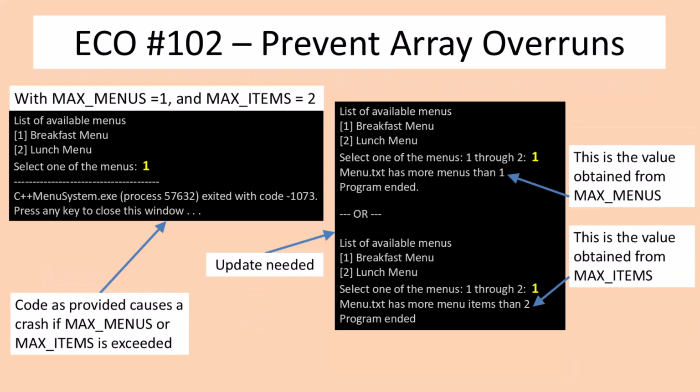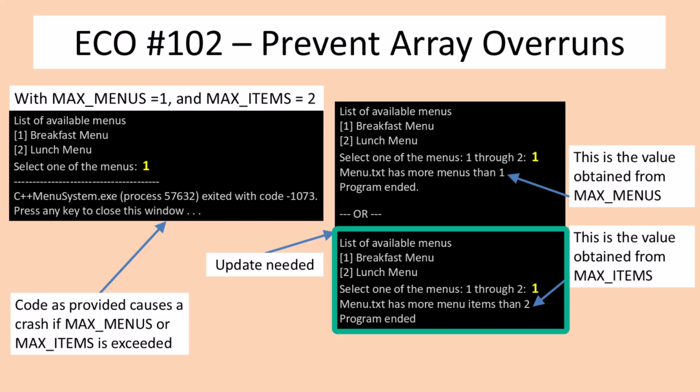Constants max_menus and max_items define array sizes. Code needs to be updated to prevent an array overrun by these two conditions. 1. The maximum number of menus defined by max_menus has been exceeded. The easy way to test that the update works is to set the constant max_menus to a 1 and leave two menus in menu.txt.